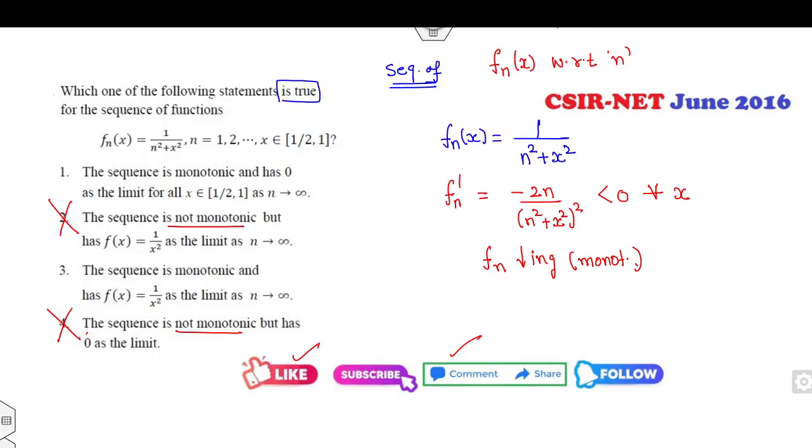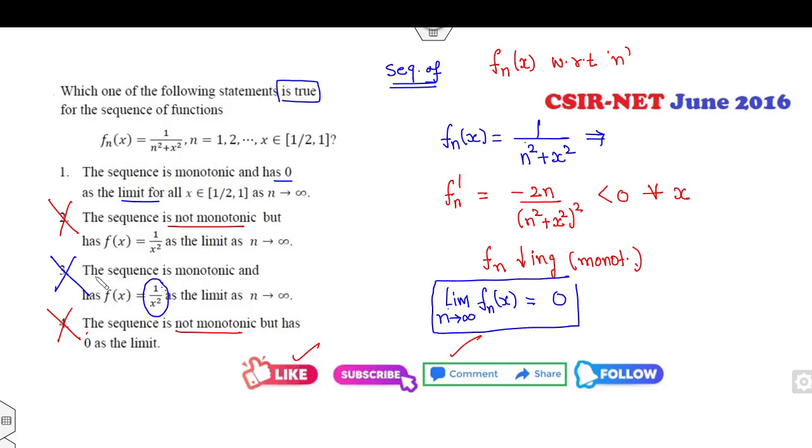Cancel. Now, whether it converges to 0 as the limit. Your target is to find the limit of f_n(x) as n approaches infinity. Clearly, when you take the limit as n approaches infinity, this is always 0. But the option said 1 over x square. This option is cancelled. Only the first option is the right answer of this problem. You can see there is nothing you have to write. Just try to understand the calculation in your mind.